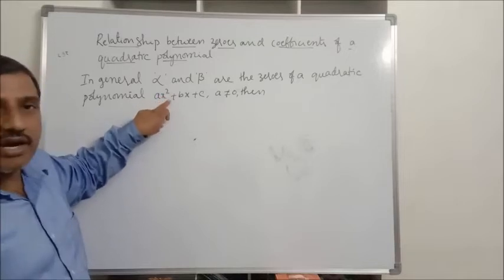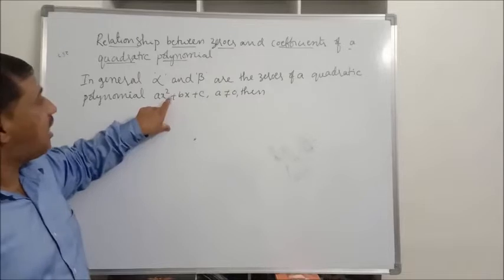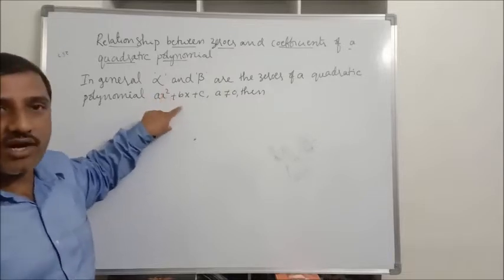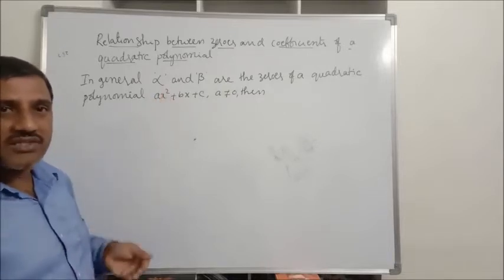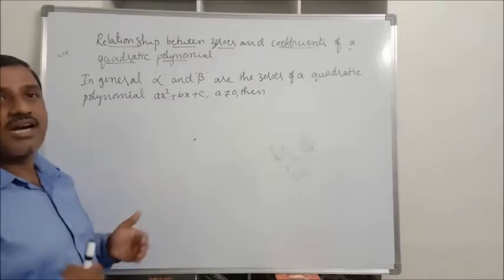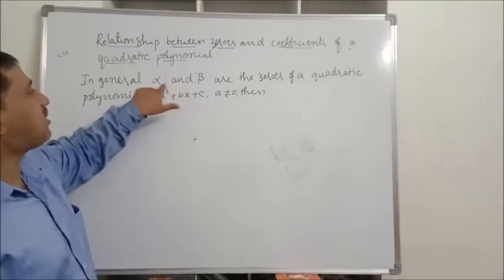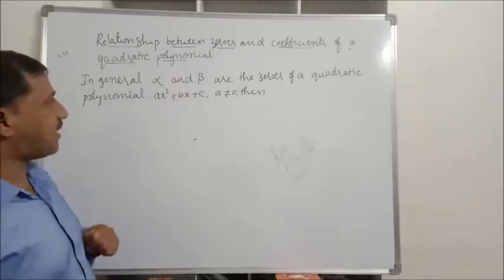What is the degree of the quadratic polynomial? Degree is nothing but the highest power of the variable. Here 2 is there, therefore its degree is 2. So as we have studied, how many zeros will be there if the degree is 2 for a polynomial? At most 2 zeros. Let those 2 zeros be alpha and beta, both Greek letters.